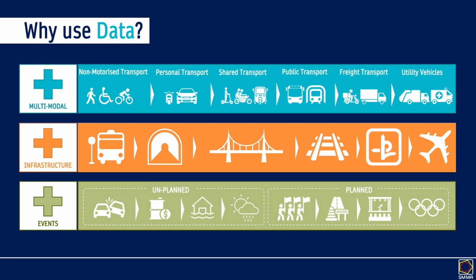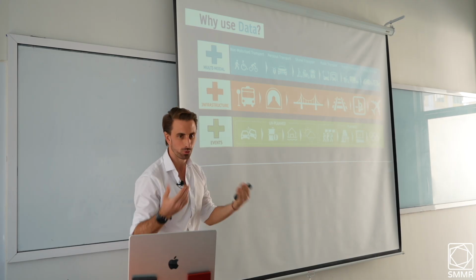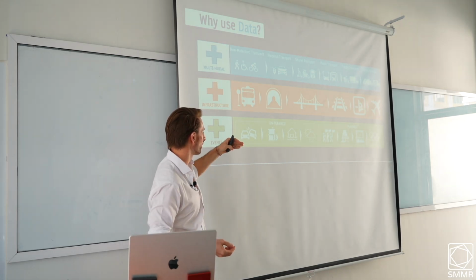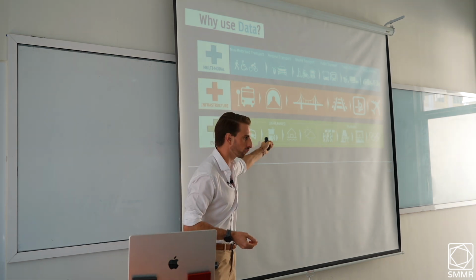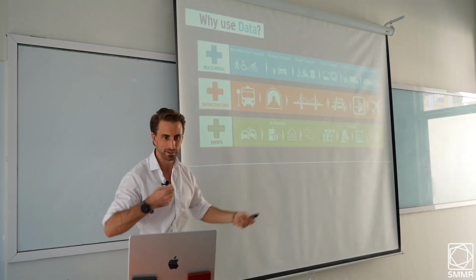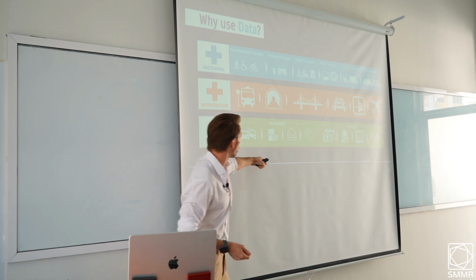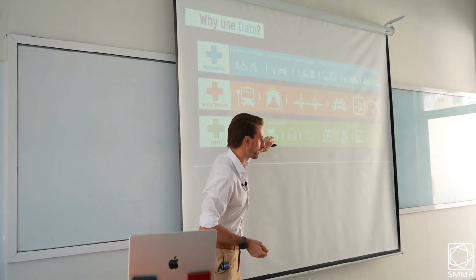We have really two kinds of events. We have unplanned events, and events are things that affect the transport network. So if an accident happens, it has an impact on the transport network. If there's a flood, people have to drive around the flooded area, or they have to drive slower, so traffic moves differently. If there's a significant change to fuel costs, people will adapt their behavior. And these are all unplanned events that affect the transport network.